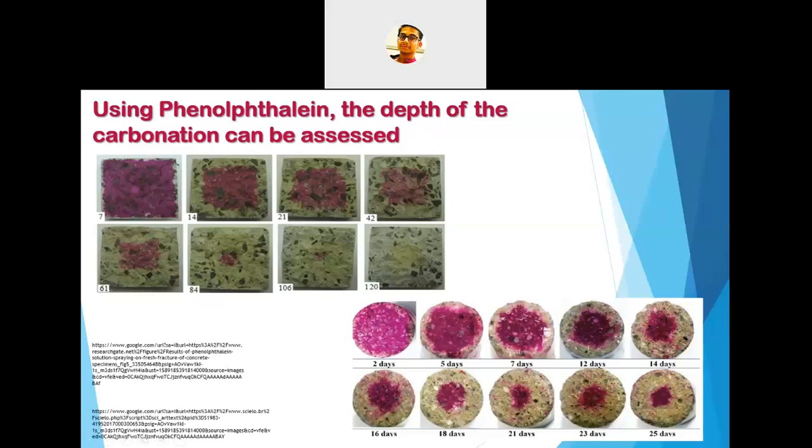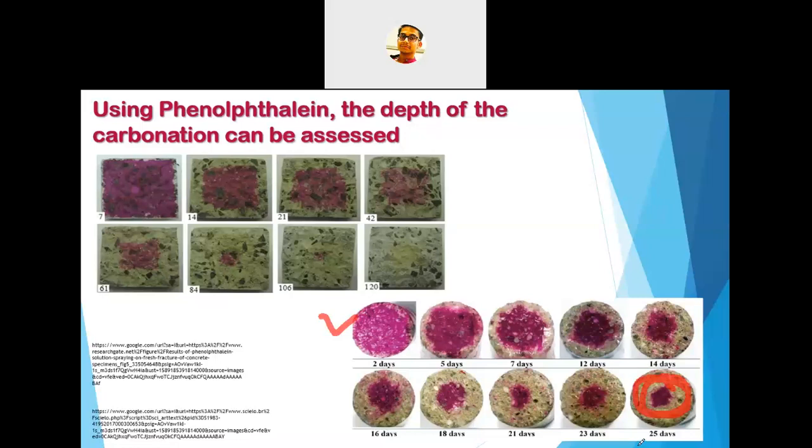You can see in the down right side diagram. Here also, in the first 2 days, it has been seen that there is no carbonation, because the whole surface is full and full purple. And slowly, with the increase in the number of days, the carbonation is increasing, and slowly you can see at the 25th day, there is a huge carbonation through the periphery of the concrete system.